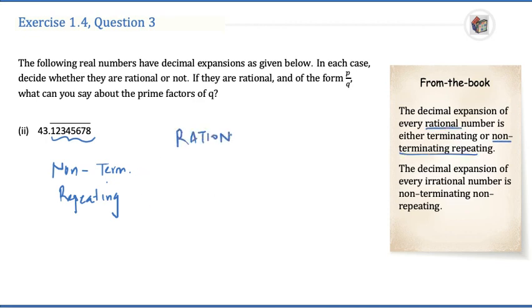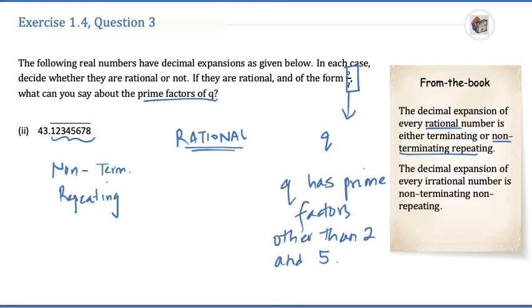Well, this time, what can I say about the prime factors of the denominator? Well, I know that if it is terminating, then the prime factors of q are only 2's and 5's. So it's only 2's or only 5's or both. Otherwise, it's non-terminating repeating. That means the prime factors of q can be other than 2's or 5's. Let me write this down. And we're done.